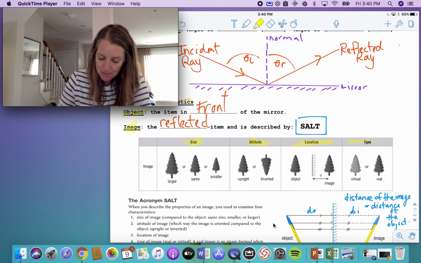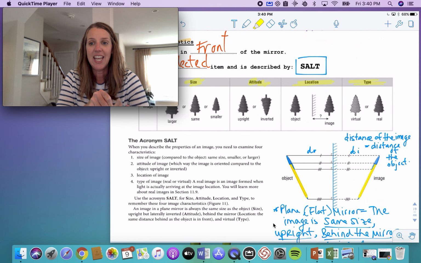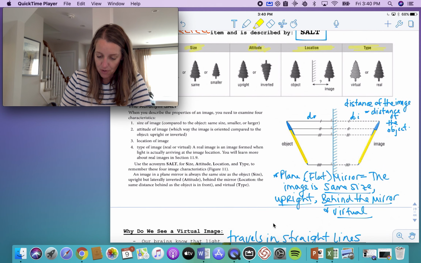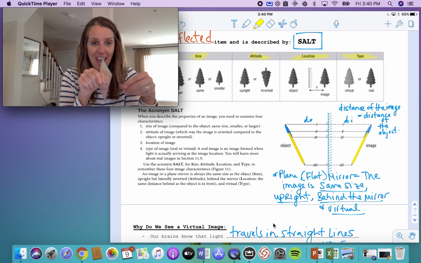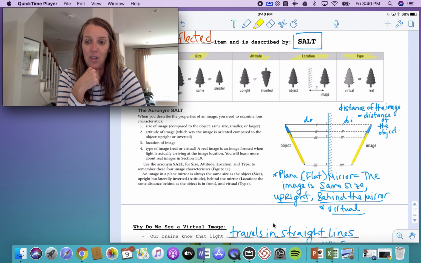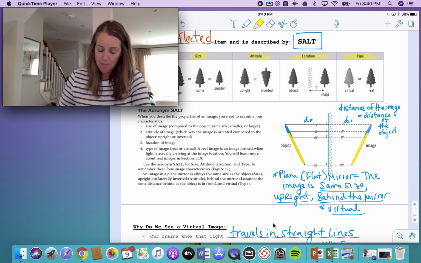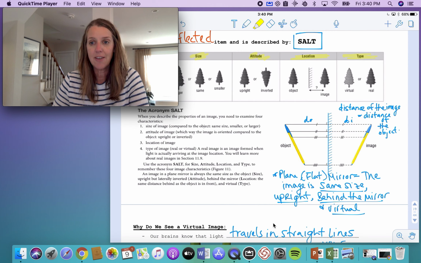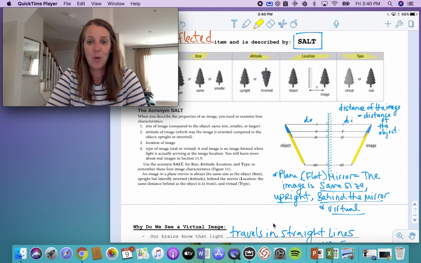The T is the type of image that it is, and if we are looking at an image in a plane flat mirror, it is always going to be a virtual image because it is always an image captured behind the mirror and you can't capture it in front of the mirror. Therefore, the word we use is always virtual. So there's your acronym you're going to use to describe the image. We remembered from the last lesson that the distance of the image to the mirror is equal to the distance of the object to the mirror. So you can figure out where that image is going to be located if you take the object and do a few measurements from it.